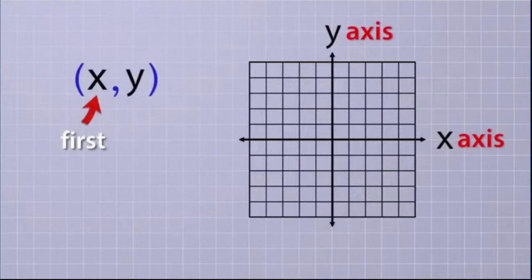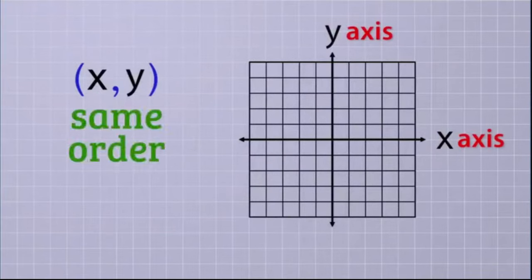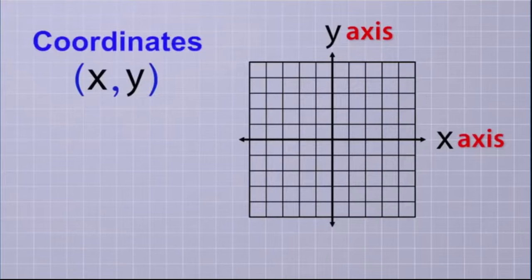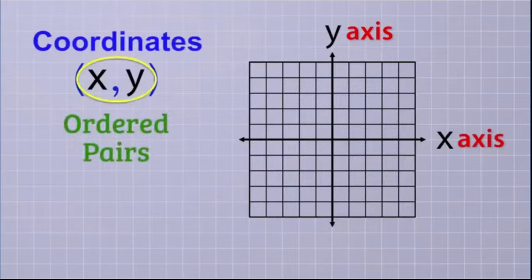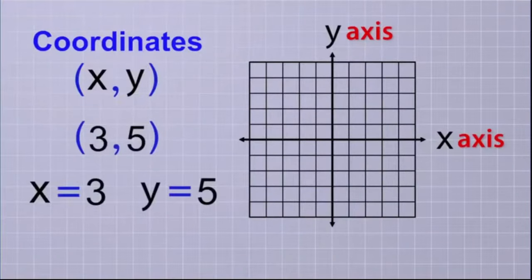The first coordinate number listed will be called x, and the second coordinate number listed will be called y. And we're always going to list the numbers in that same order, x first and then y, so that we never get confused about which is which. In fact, coordinates are often called ordered pairs because they're a pair of numbers that are always listed in the same order. X value first, y value second. So if you have the coordinates (3, 5), that means x equals 3 and y equals 5.